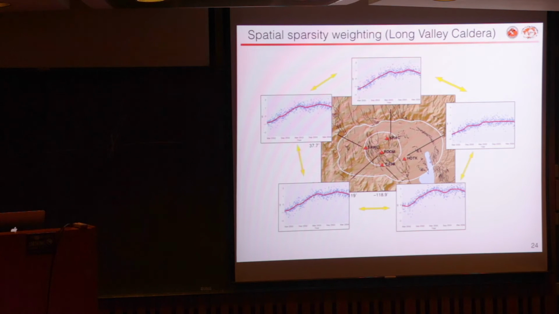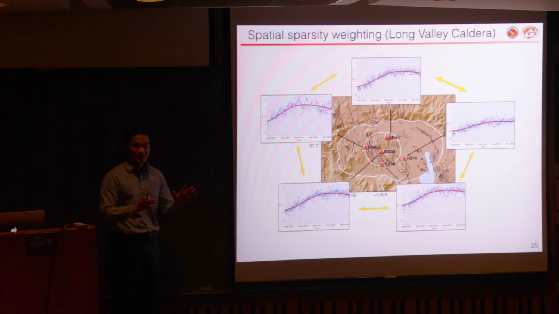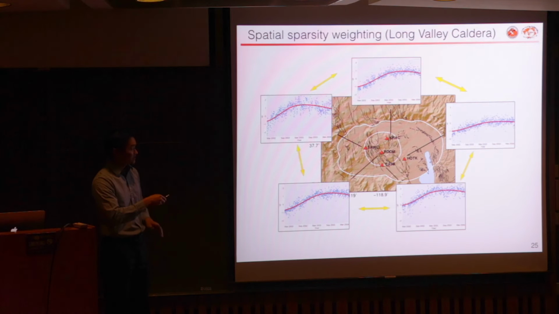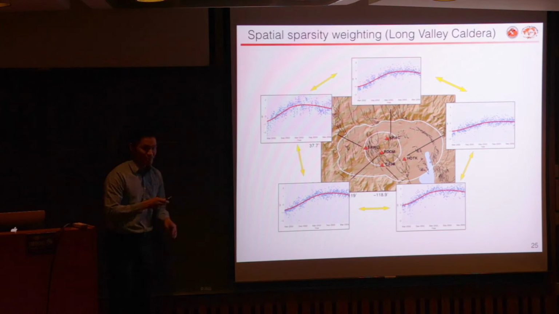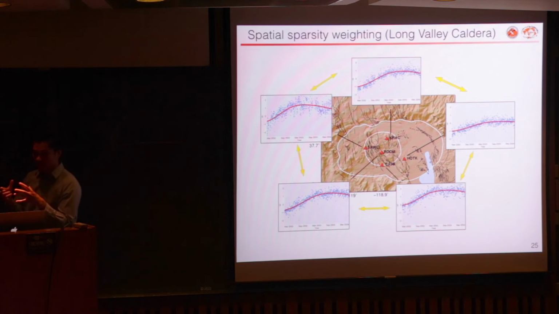Once you apply the spatial weighting, you see that you're able to isolate only the part of the transient that is coherent. In this case, that part is due to the inflation. We have this inflation and then deflation after the magma chamber decreases in pressure.